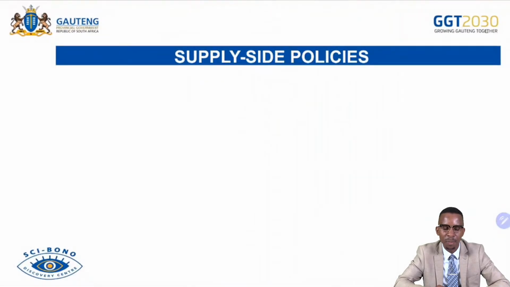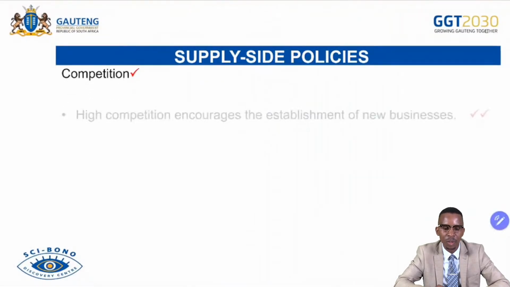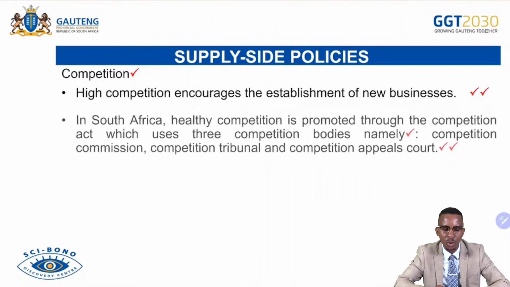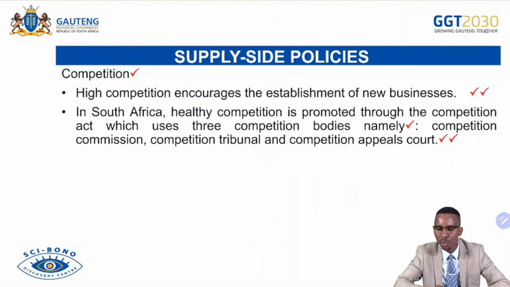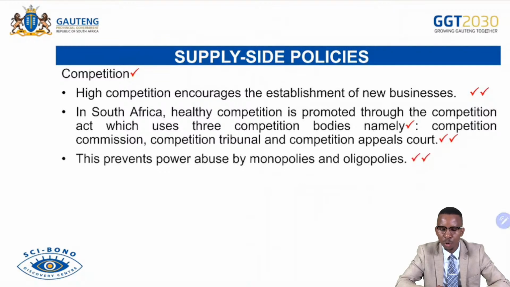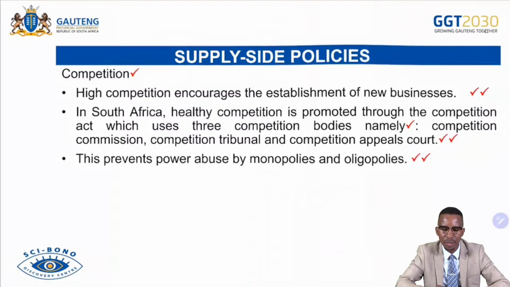And then the supply side policies continue. Competition. High competition encourages establishment of new businesses in the economy. And then also in South Africa, healthy competition is promoted through the Competition Act of South Africa by using three competition bodies, namely the Commission, the Tribunal, as well as the Competition Appeal Court. This prevents power abuse by monopolies as well as oligopolies.